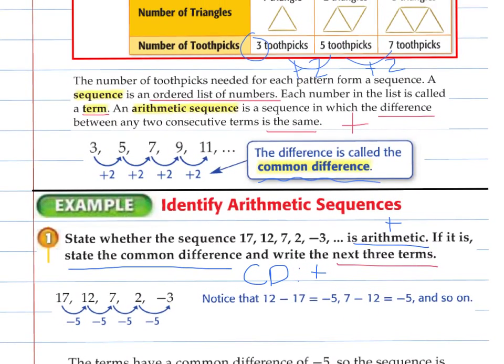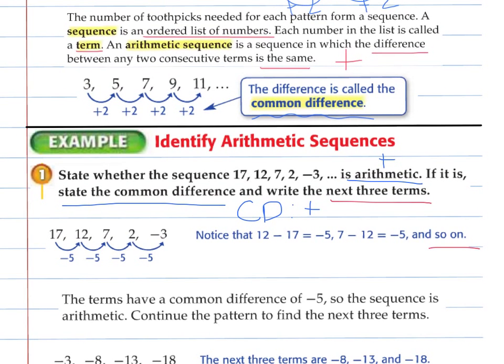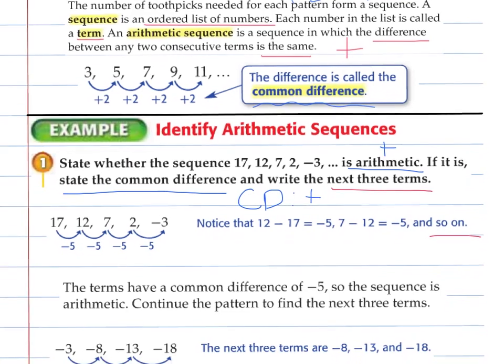Notice here these numbers, we list them in the order they are: 17, 12, 7, 2, negative 3. We notice that we're going down, so you assume that you are adding a negative, which is the same as subtracting 5. So adding a negative 5 or subtracting 5. We go down 5, down 5, down 5, down 5, and so on. So they have a common difference of negative 5. The sequence is arithmetic because there is that adding pattern. And you continue the pattern to find the next 3 terms.